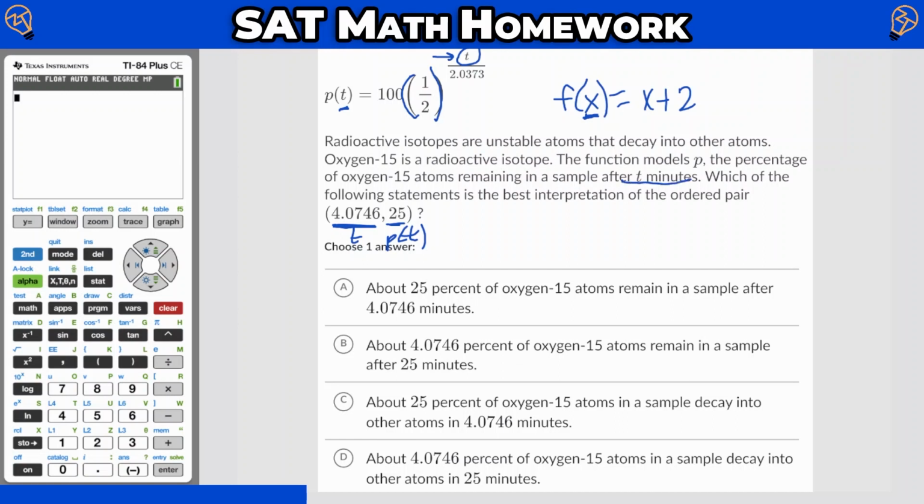So right away, I'm going to look for which one has minutes mentioned. A does, B does not. I'm going to eliminate that. C does, and D does not. So right away, I've given myself a 50-50 chance here.